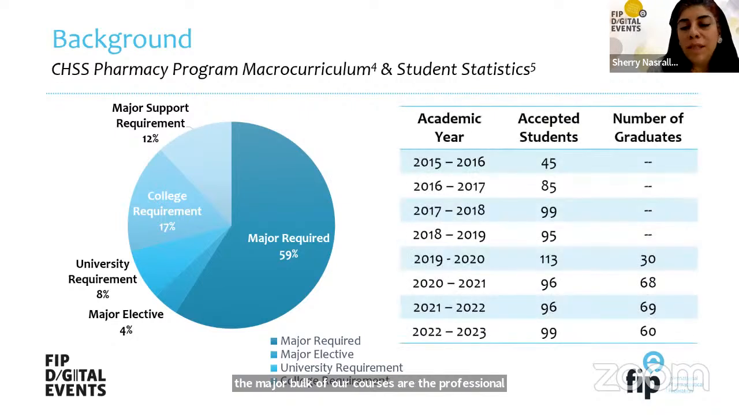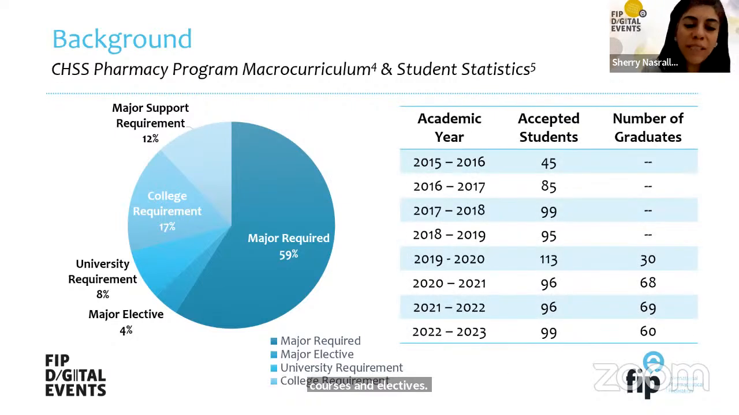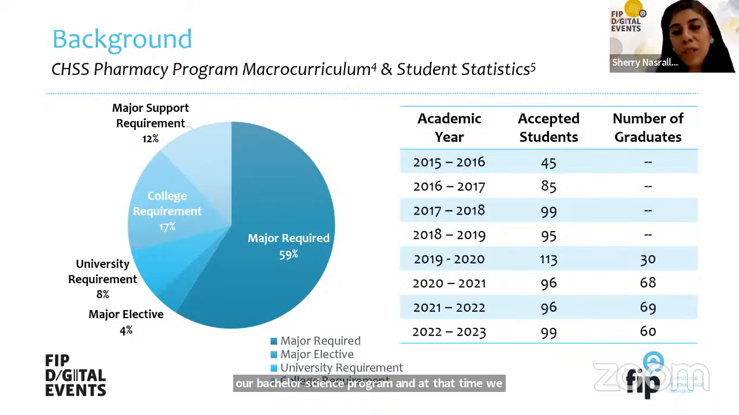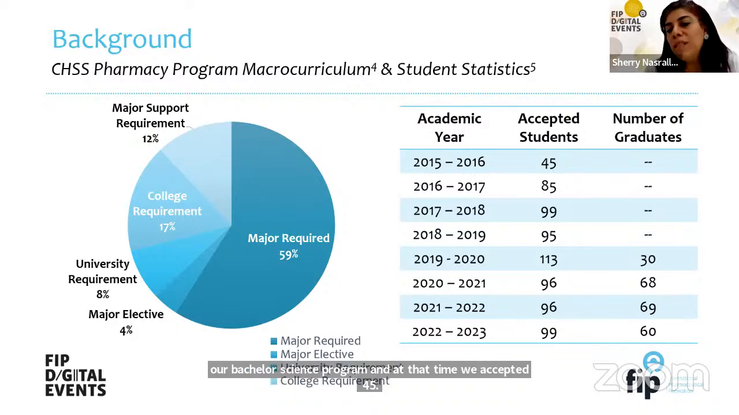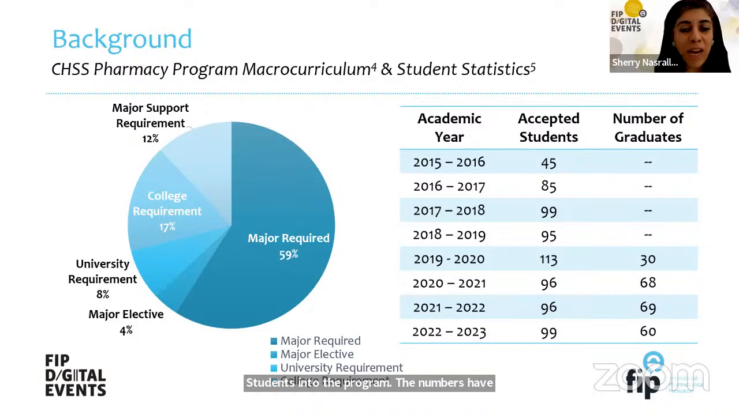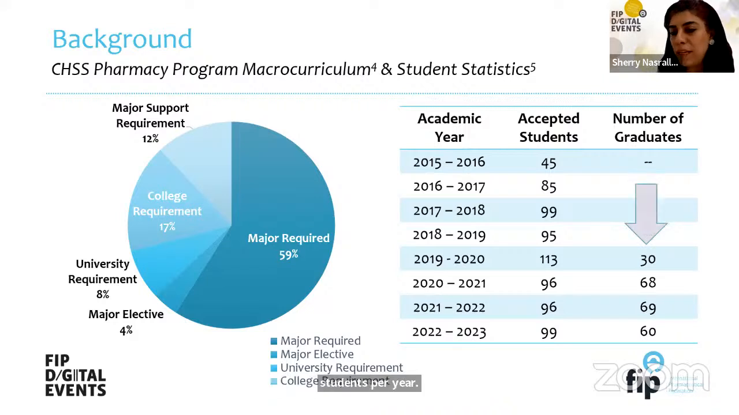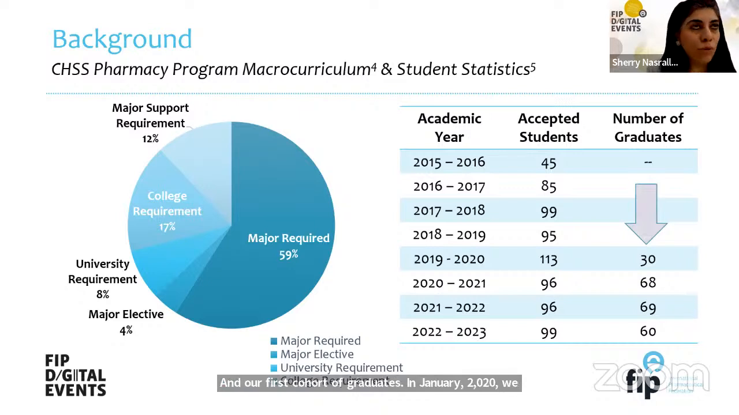Also some student statistics. 2015 is when we launched our Bachelor of Science program, and at that time we accepted 45 students into the program. The numbers have been continually rising. On average, we accept around 100 students per year. Our first cohort of graduates graduated in January 2020. We had 30 graduates, and as you can see, the numbers are increasing per year. It's quite significant because we are the only pharmacy college in Bahrain.